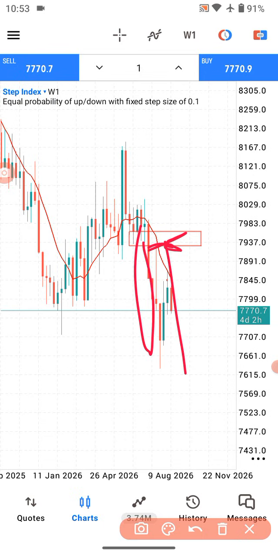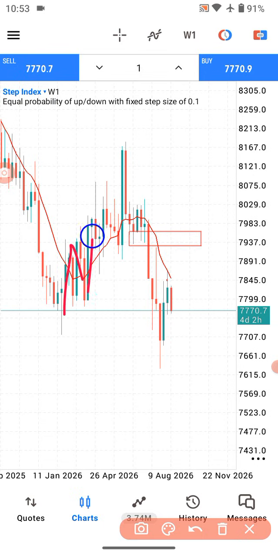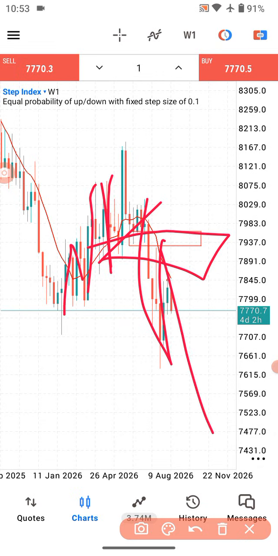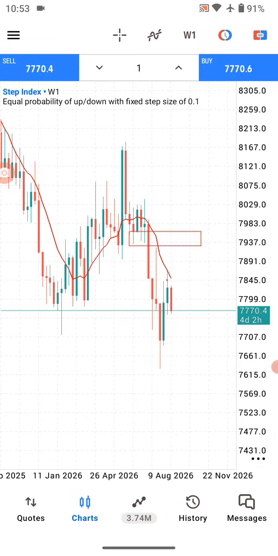So Elliott wave as well has been calculated here. This is the wave 1, the wave 2, the wave 3, the wave 4, and then the wave 5. So it has broken a structure and it's going down. This is the weekly time frame, and this has been happening.